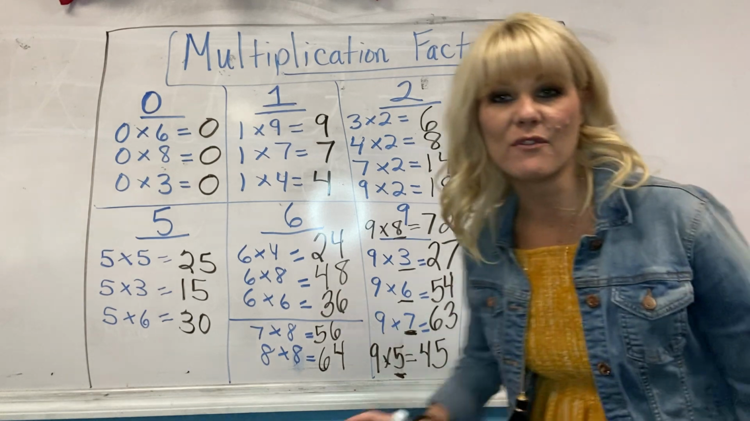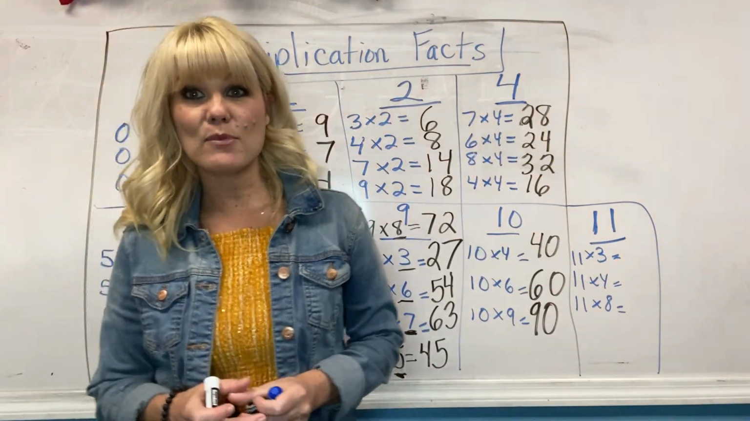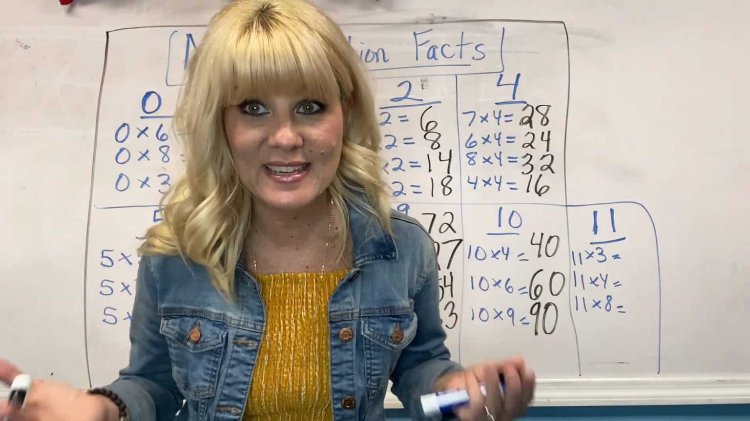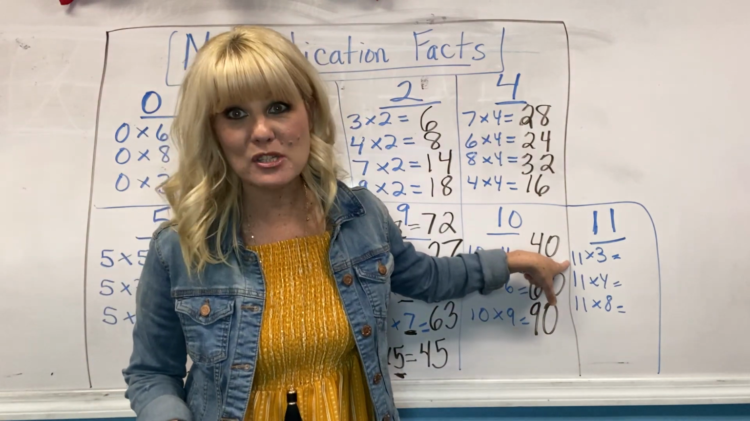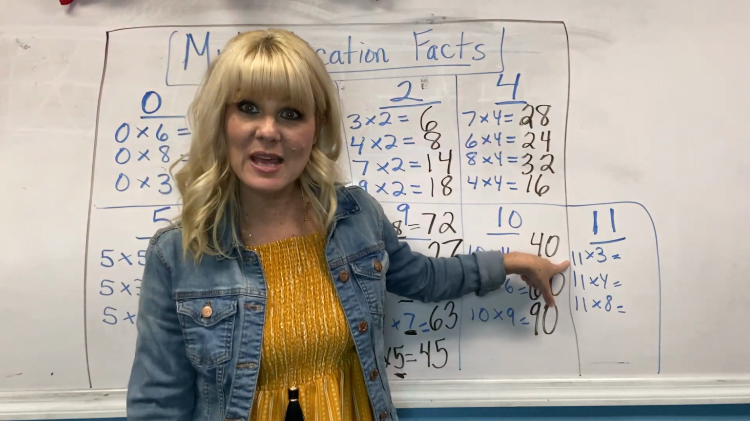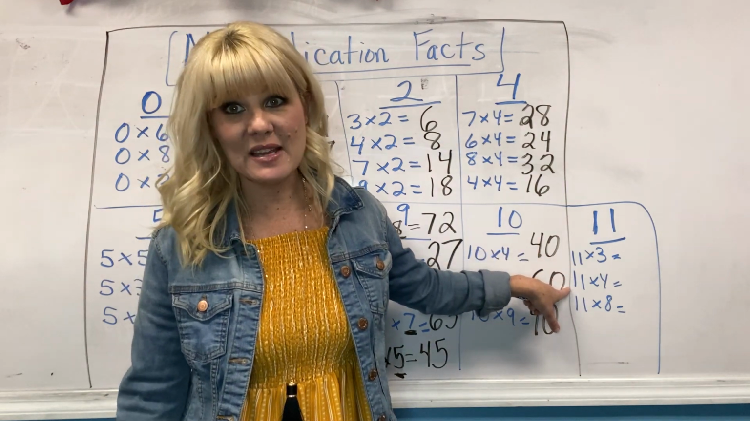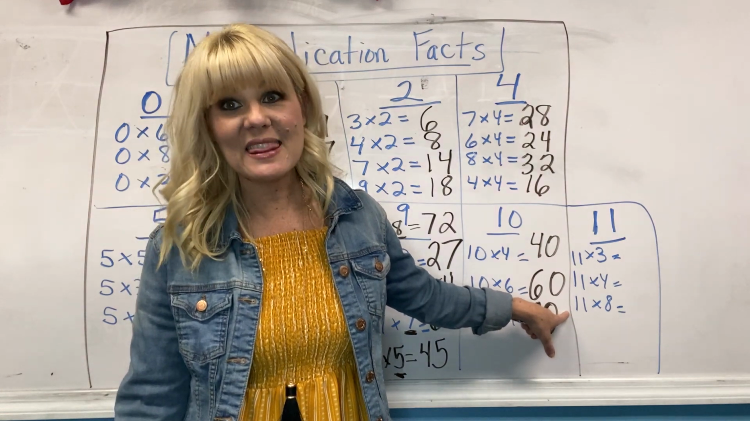Okay, there's one more way over here that I know is really hard for you guys to see, but it's the 11s. And anytime you multiply by 11s, you write the number twice. Just write the number twice. That's all you have to do. So the first one, as you can see, is 11 times 3. If you write 3 twice, that would make 33. 11 times 4, if you write 4 twice, that makes 44. 11 times 8, if you write 8 twice, that's 88.